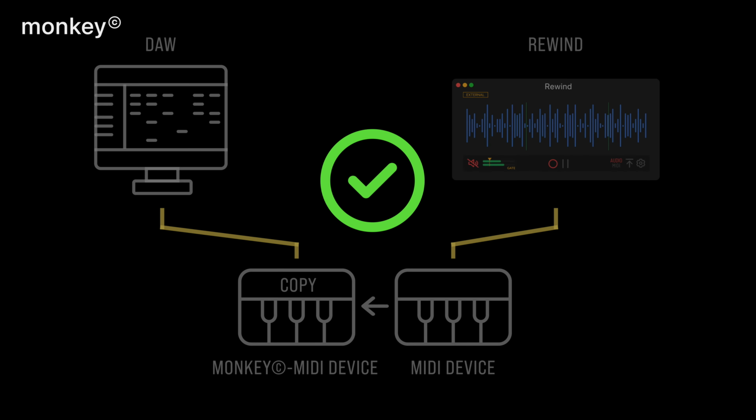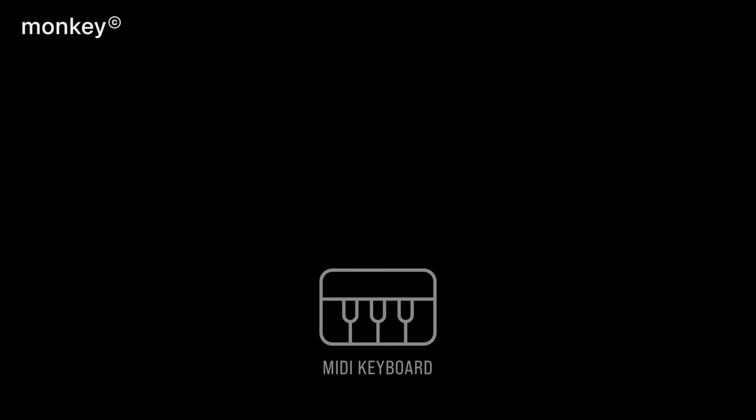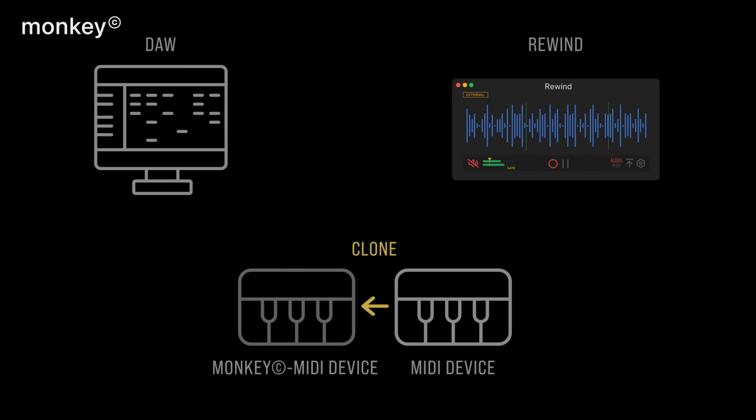That's why we now have the shared MIDI extension in Rewind. It's a small program that starts up when you boot up your computer. That program will make a clone of your MIDI device, and it adds the prefix Monkey C to the name. So it will still be the same device, but by adding the clone, we make sure that Rewind always has access to the MIDI device that you want.